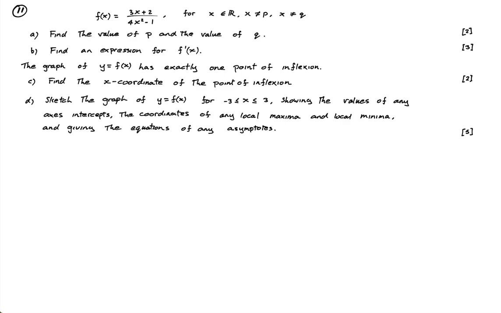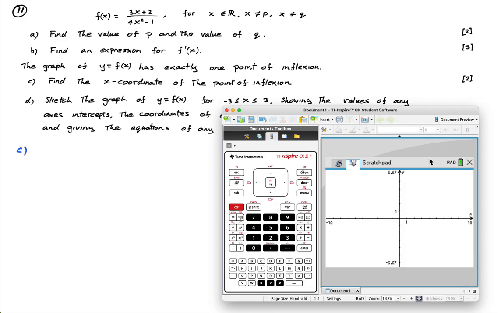Okay, so for part C, it says it has one point of inflection. Find the x-coordinate of the point of inflection. Right, let's do that first. So, guys, in a paper 1, I would say get the first derivative, get the second derivative, make it equal to 0, find the x value at which the second derivative equals 0. Yes, but in a paper 2, you have a calculator, so you can actually sketch that second derivative.